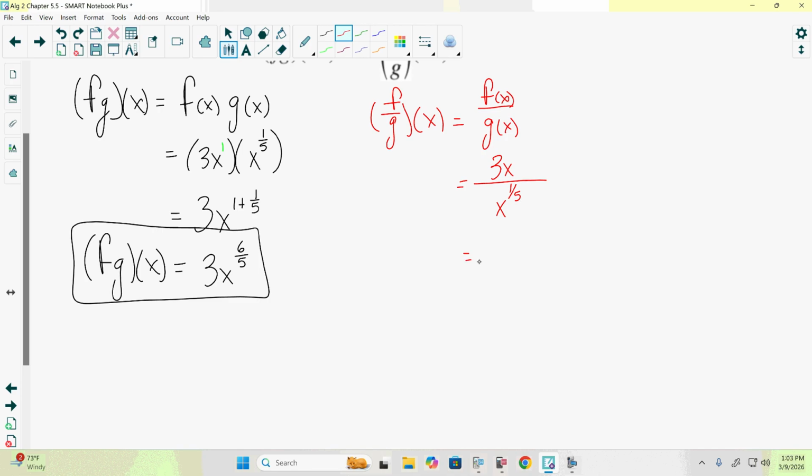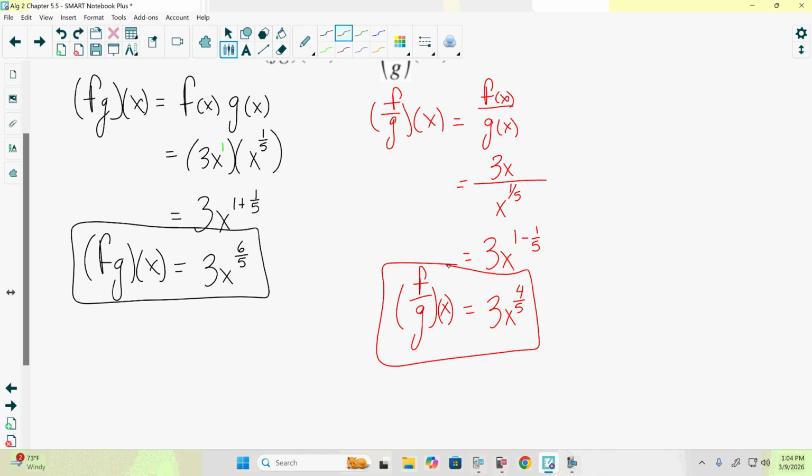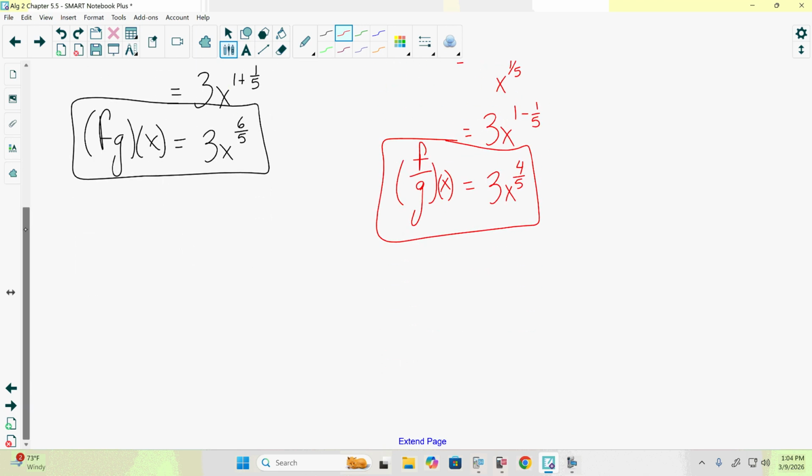Now our f divided by g of x would be f of x over g of x. F of x is 3x. G of x is x to the 1/5. Since we're dividing like bases, we subtract the exponents. Now luckily for us, the variable exponent on top has been bigger than the denominator, so it's just going to stay on top. Because if the exponent had been bigger on bottom, we would have done 1 minus, say, 6/5, which would have given us a negative exponent, which would mean we'd have to put it back on bottom. Right here, both of them were bigger on top, so they're going to stay on top.